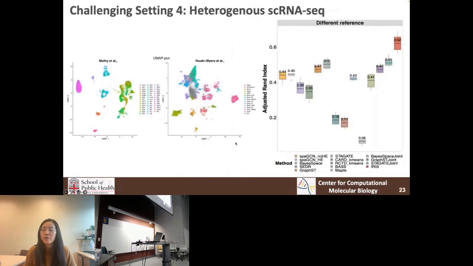And finally, we also think about whether we can utilize another external single-cell reference data set, because sometimes users might find it challenging to select the reference data. So we hope our method can be robust to a variety of reference data.